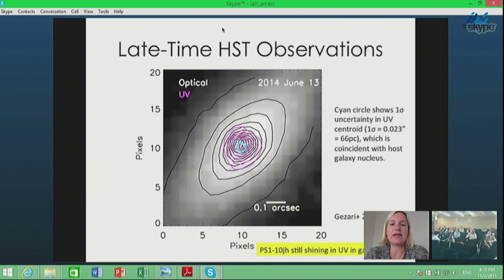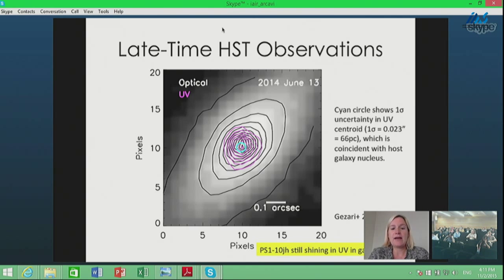But last summer, we obtained UV and optical observations of PS1-10jh with Hubble. And what's really neat is when you look now with Hubble, in the optical you basically just see the host galaxy light, but in the UV you see a point source, and that's shown with the magenta contours. With careful astrometric registering of reference stars in the field, you can register the optical and UV images, and the cyan circle shows the 1 sigma uncertainty on the centroid of that magenta point source in the UV, and you can see that it's coincident with the nucleus of the host galaxy.